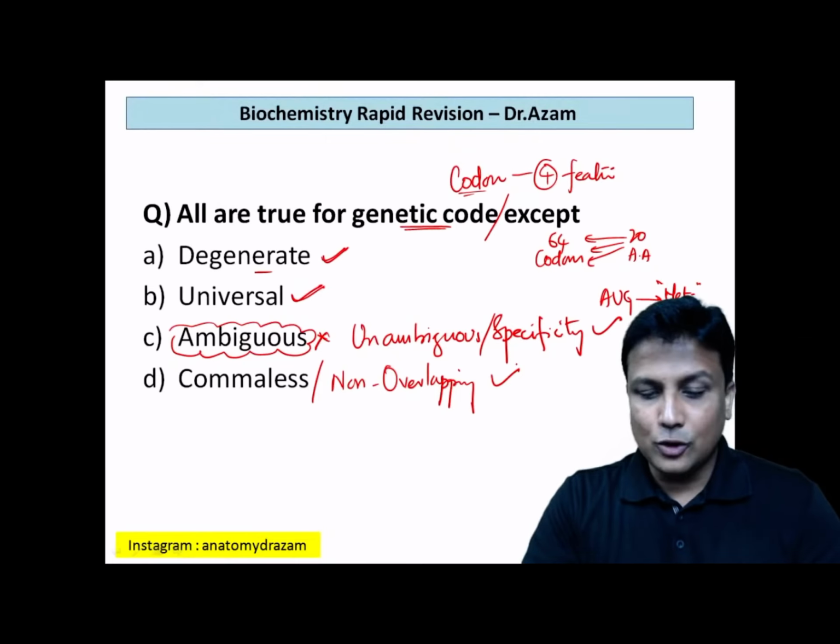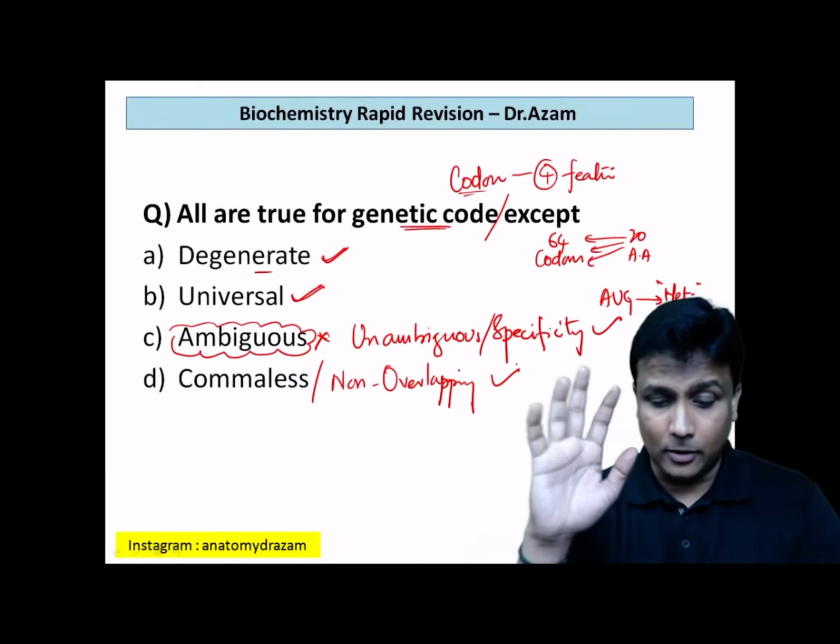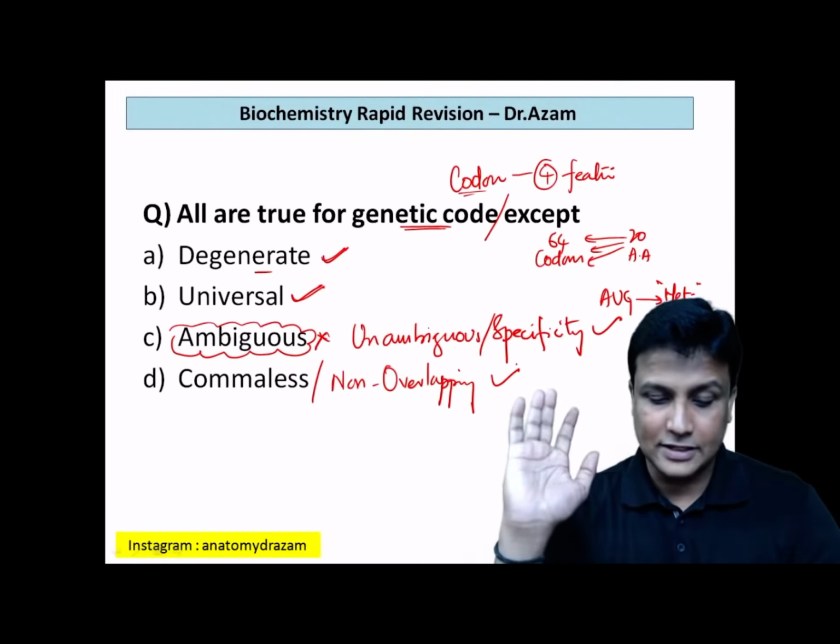So a codon will be commaless and non-overlapping. All these are the 4 important points here, guys.